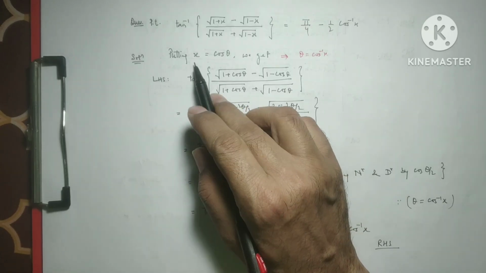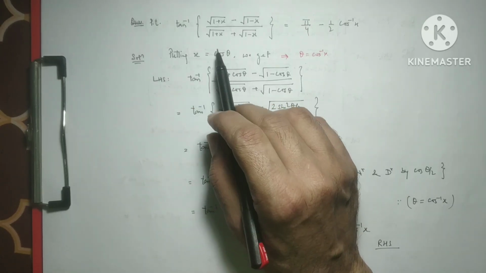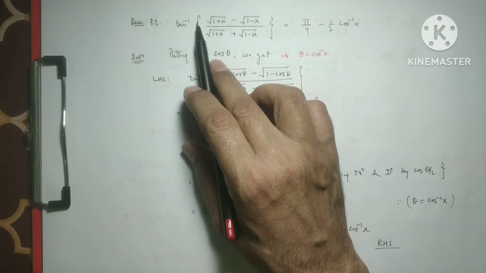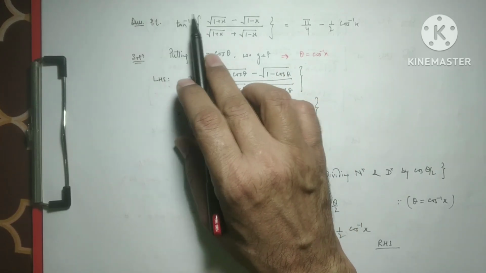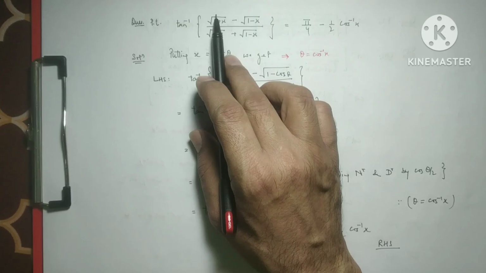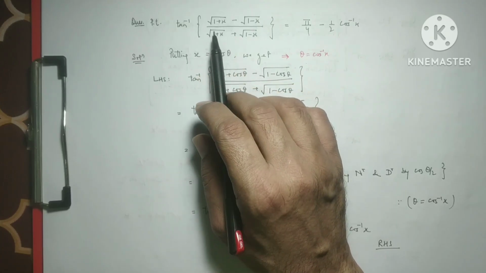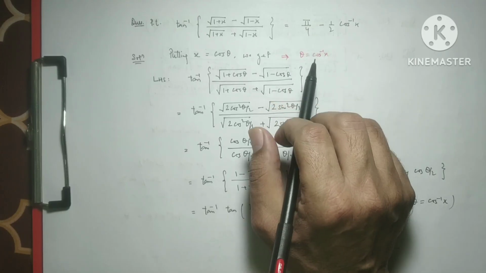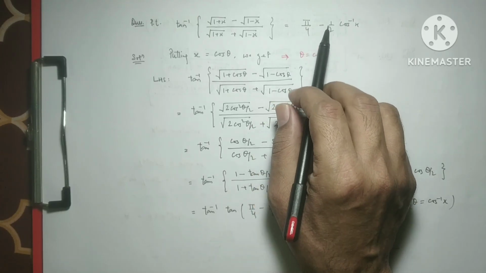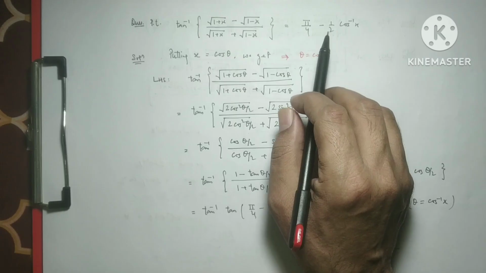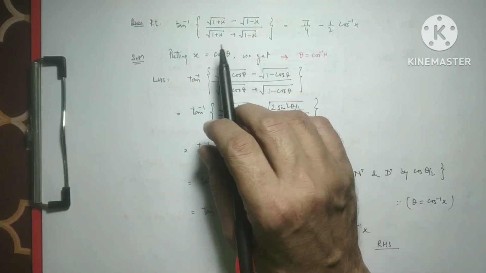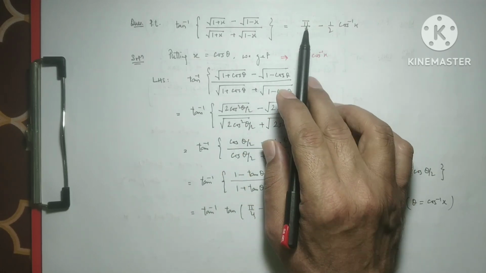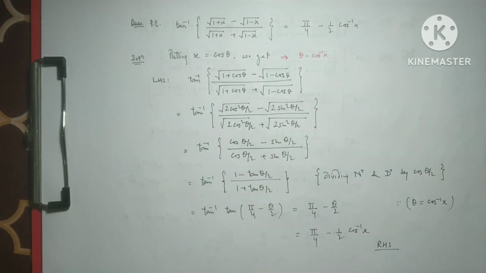So right now we put x as cos theta in the expression on the left hand side, and we will simplify this as much as possible. The answer is pi by 4 minus theta by 2, since theta is cos inverse x. Pi by 4 minus theta by 2 is our focus. Then we will reduce this entire expression into pi by 4 minus theta by 2.